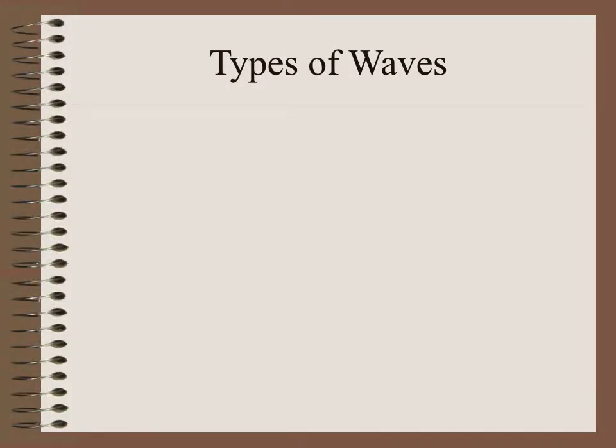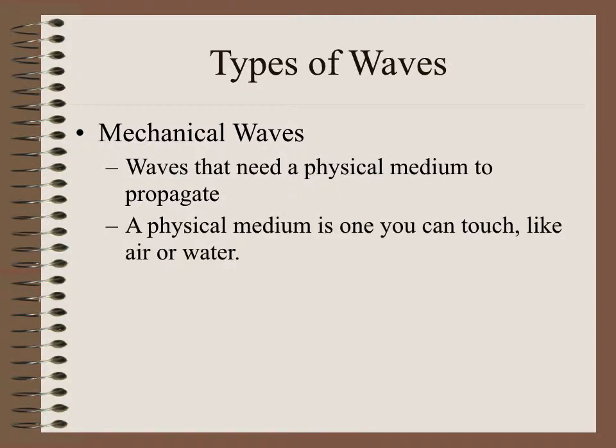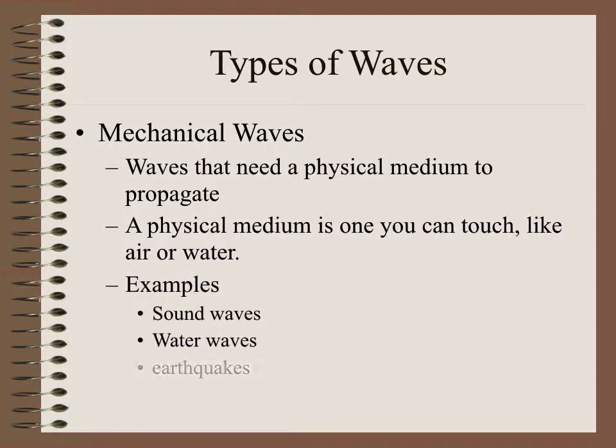Now we can break waves up into two types based upon the medium through which they travel. The first type are called mechanical waves. Mechanical waves are waves that need a physical medium to propagate. By physical medium, we mean one that you can touch, like air or water, something physical. So sound waves are an example of mechanical waves, because sound for us needs air to travel.